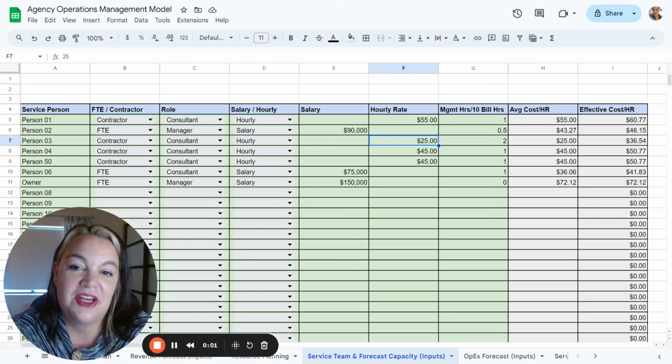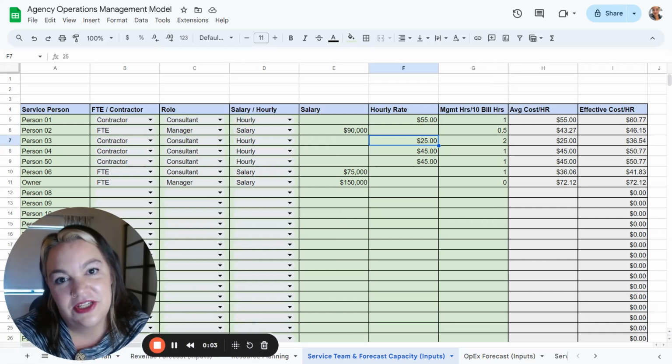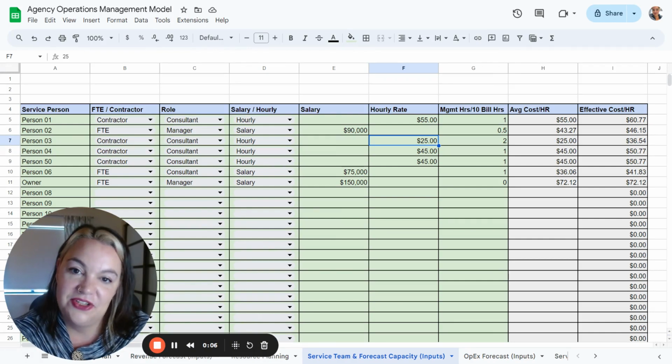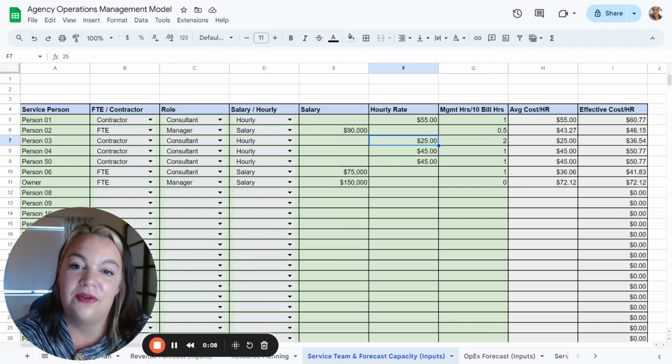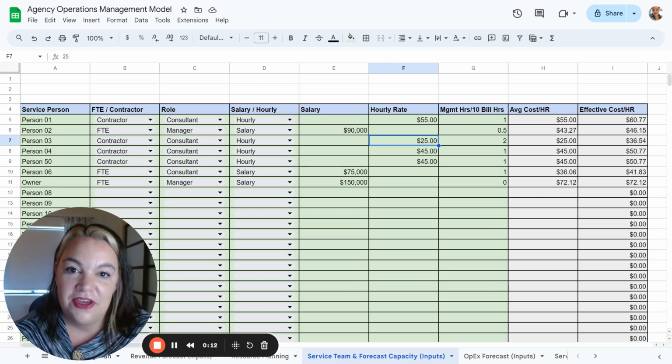When are your low-cost contractor resources not as low cost as you think they are? Well, to answer that question, we here at Service Crowd, when we're working with our agency operations consulting clients, like to help them calculate a metric that we call effective cost per hour. So, what's effective cost per hour?